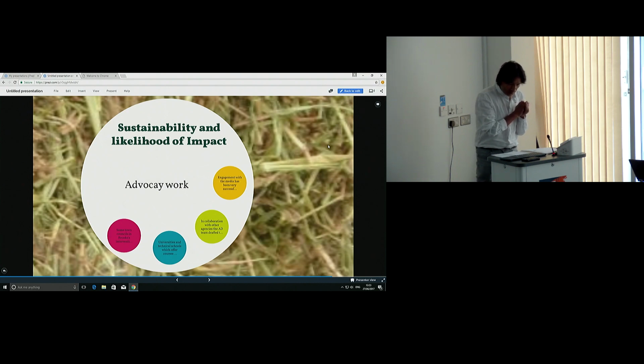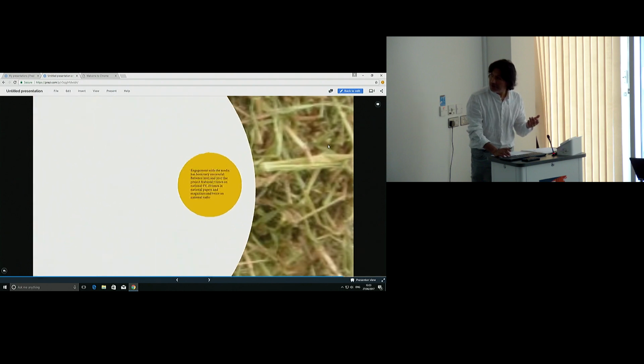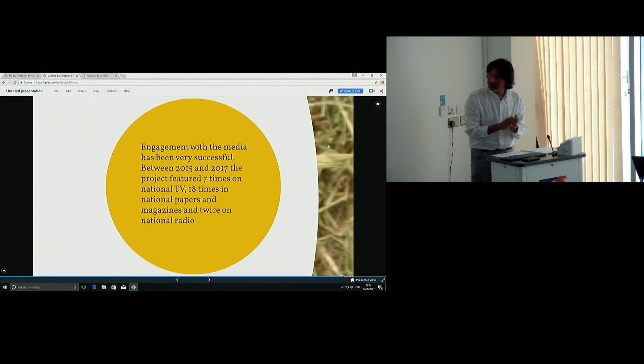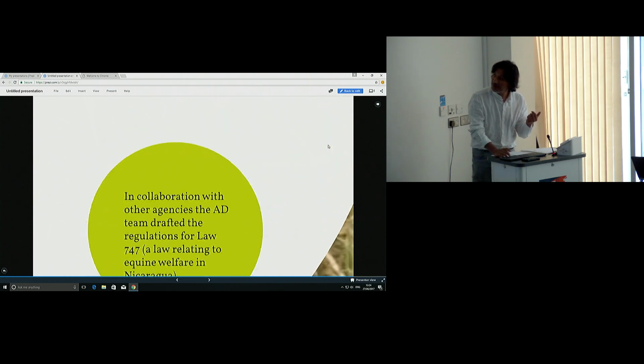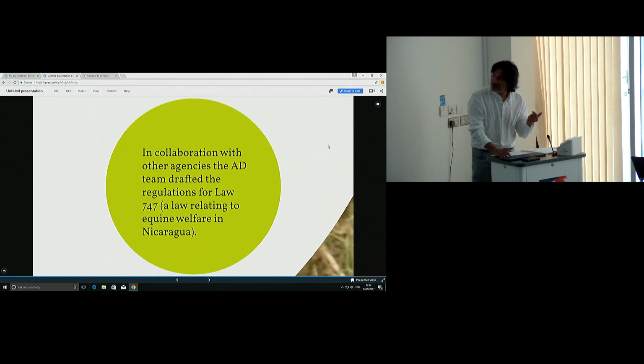Sustainability and likelihood of impact. According to the evaluators, they couldn't find any sustainable work apart from advocacy. Alexa asked me yesterday if I had checked it again. The engagement with the media was basically advocacy work: seven times on national TV and 80 times in national papers. They drafted the regulation for a law relating to equine welfare in Nicaragua.